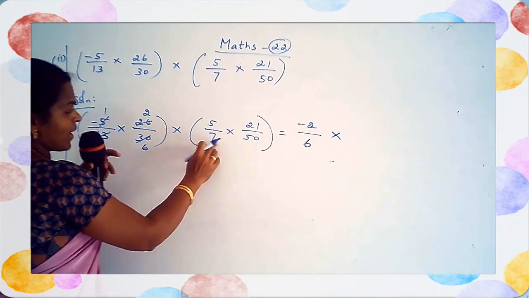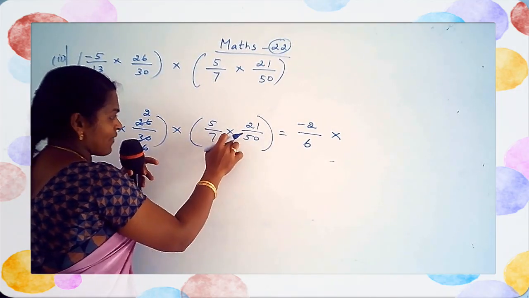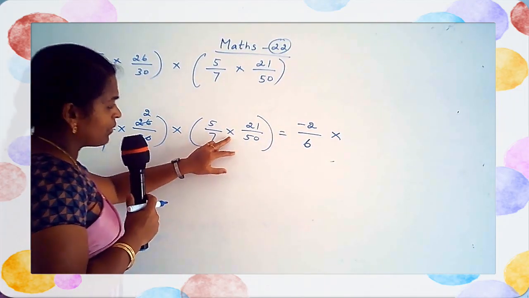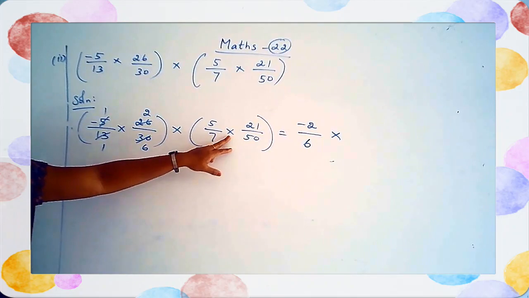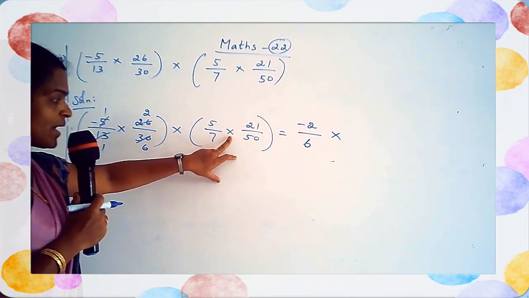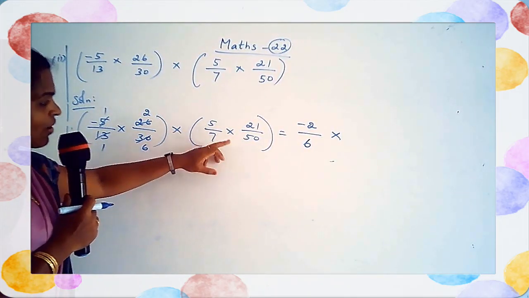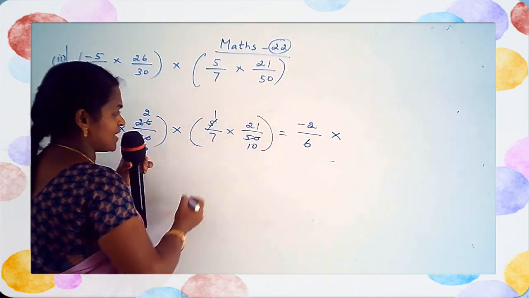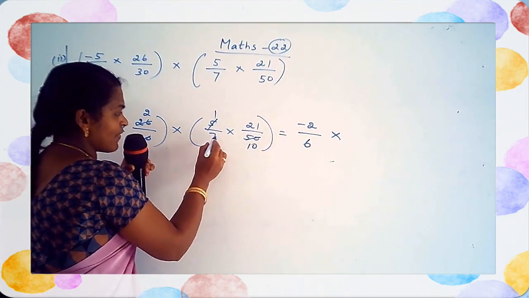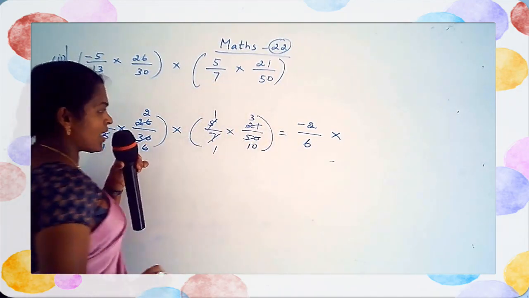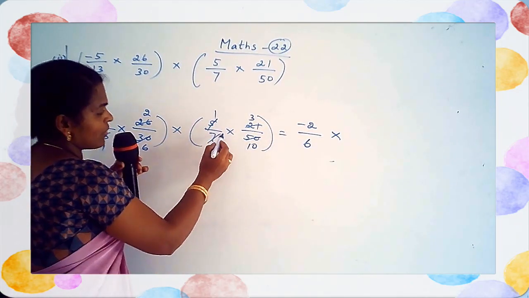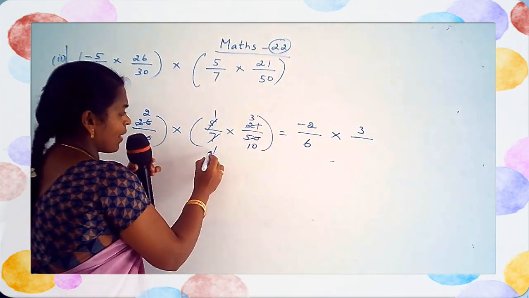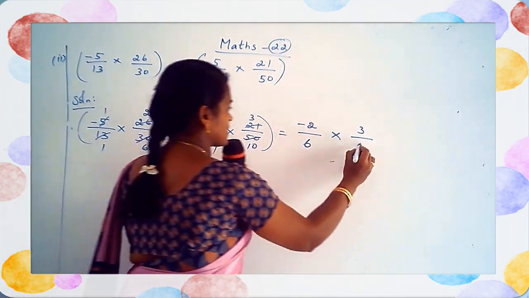Next we have to find the value of 5 upon 7 into 21 upon 50. We have to find the value under multiplication. Yes children, here the operation is multiplication only. So now you check whether any common factors are there. Yes. 1 5 is 5, 10 5s are 50. It is surely divisible by 7. 1 7 is 7, 3 7s are 21. Now what remains? Here 1, here 3. So 1 3 is 3 upon denominator 1 and 10. So 1 10 is 10.